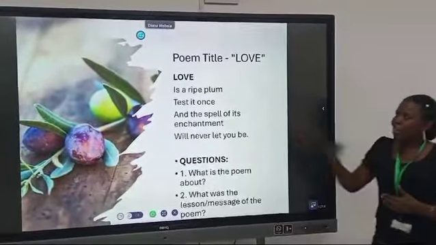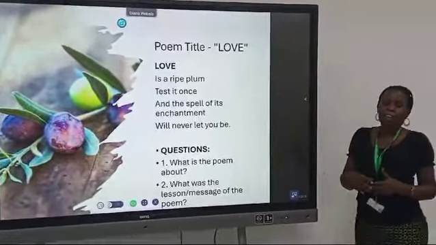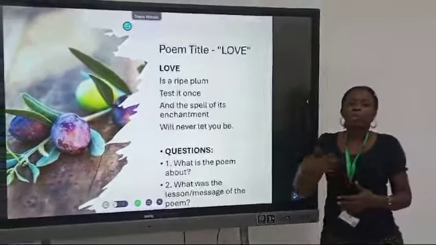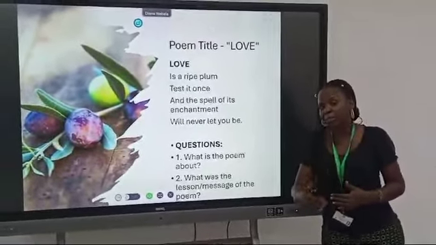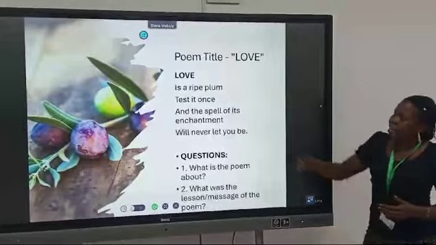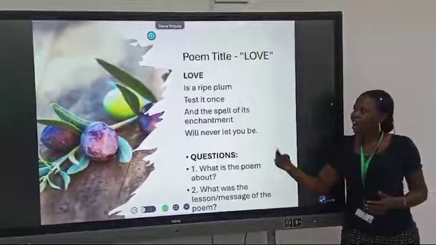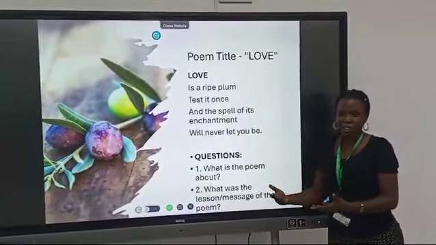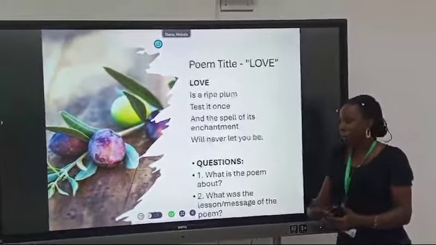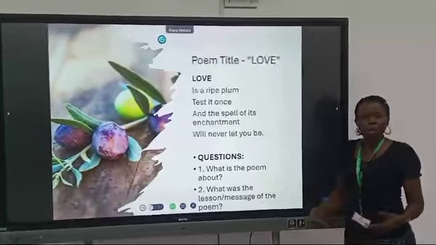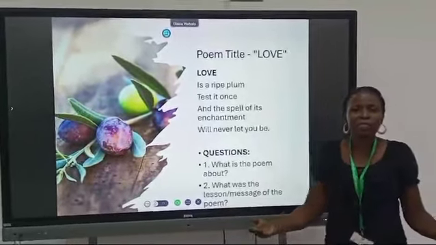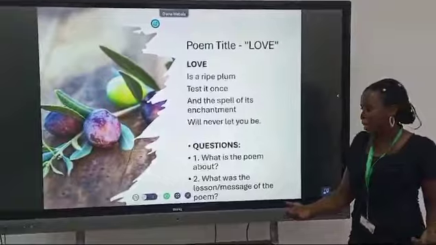So let's look at this poem, "Love", and we can try to figure out how to identify the theme following the steps that I've just discussed. "Love is a ripe plum, taste it once, and the spell of its enchantment will never let you be." So questions. What is the poem about? Obviously, the poem is about love.